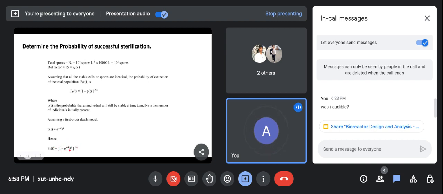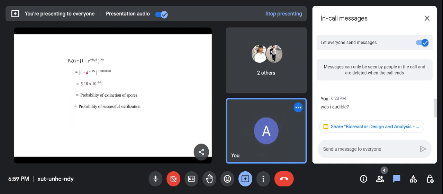So you know all these details. You know the value of e, you know the value of kd t, which is the del factor, and N naught, which is 10 to the power 8. Once you substitute those values, you will get an answer of 5.18 into 10 to the power minus 40, which is the probability of extinction of spores, which is also equal to the probability of successful sterilization. You can see it's a very low probability. So at 0 degrees Celsius, you have a very low probability of successful sterilization.